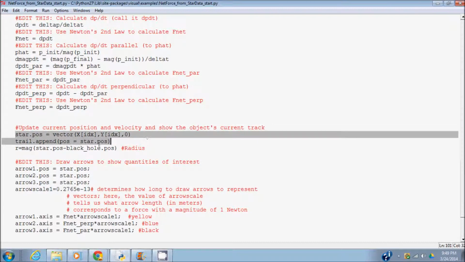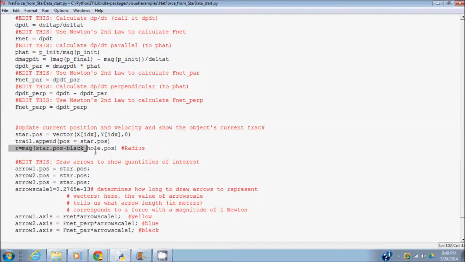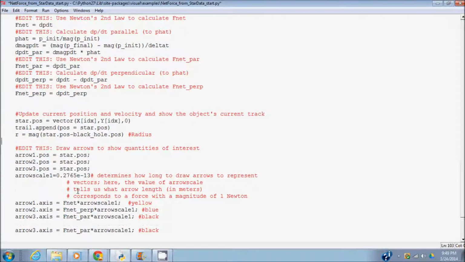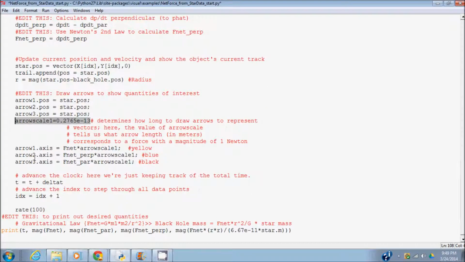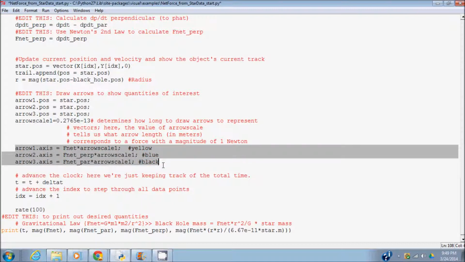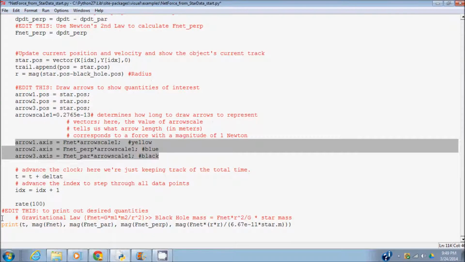Another factor that I added to the program is the calculation of the radius of the path of the star. The radius is the result of subtracting the position of the black hole from the position of the star. Later, this distance will be used to determine the mass of the black hole. The arrows represent more or less the vector quantities of the forces that are present in this laboratory.